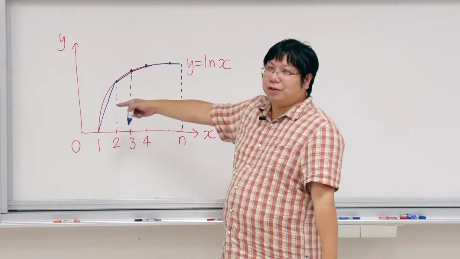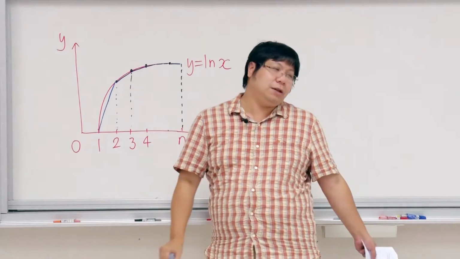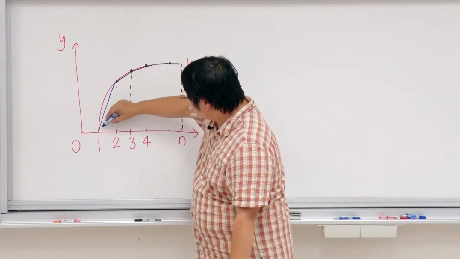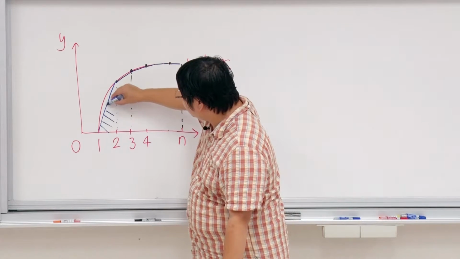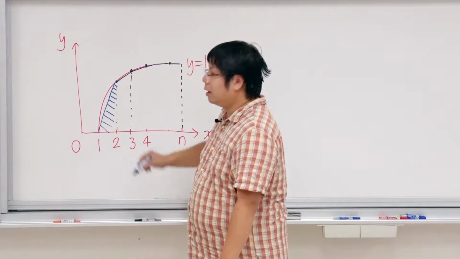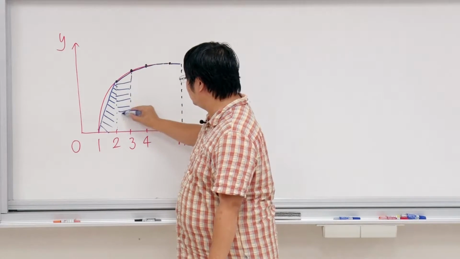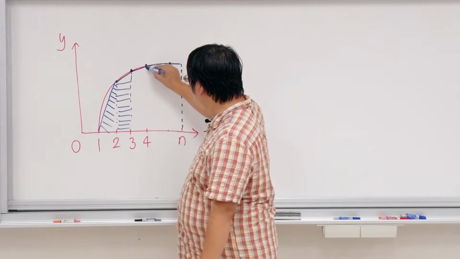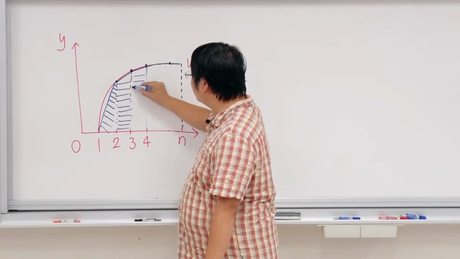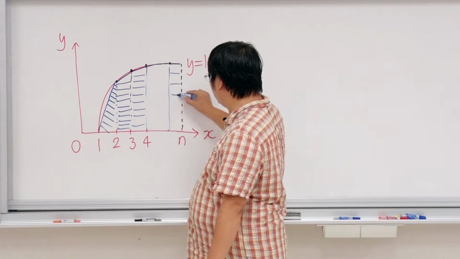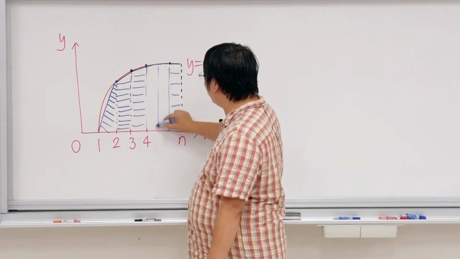By observation, just by observation, so we need to prove it better, if we join this, we get a triangle. And then this is a trapezium. And for this one, this is another trapezium. And so on and so forth. So we get the blue area.